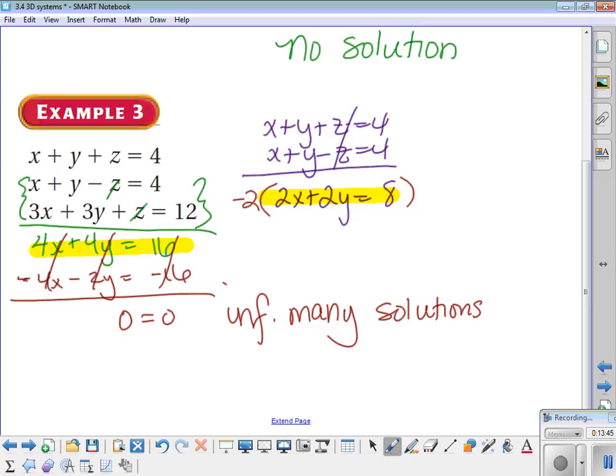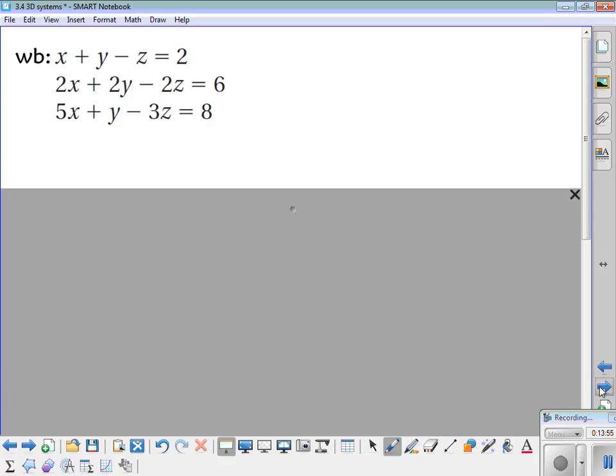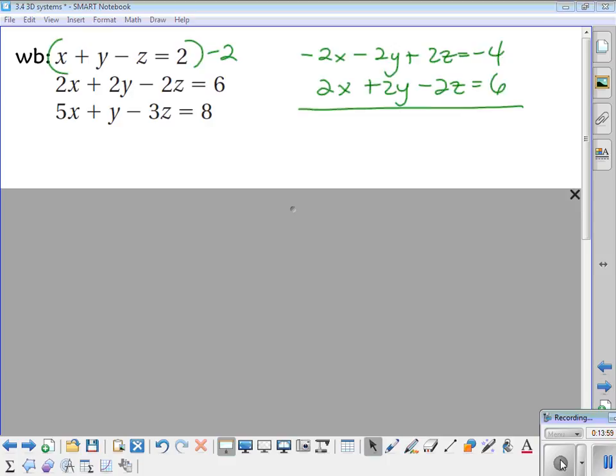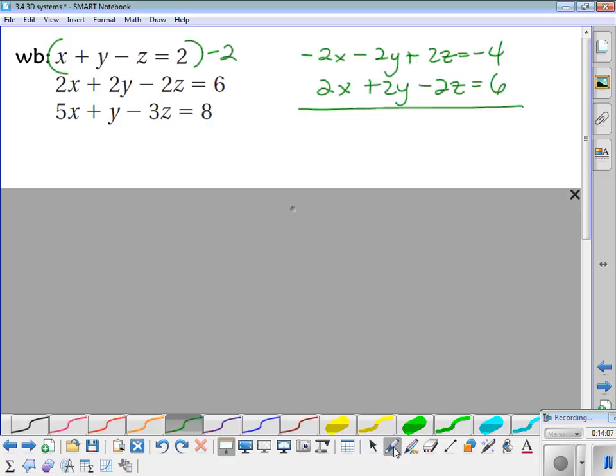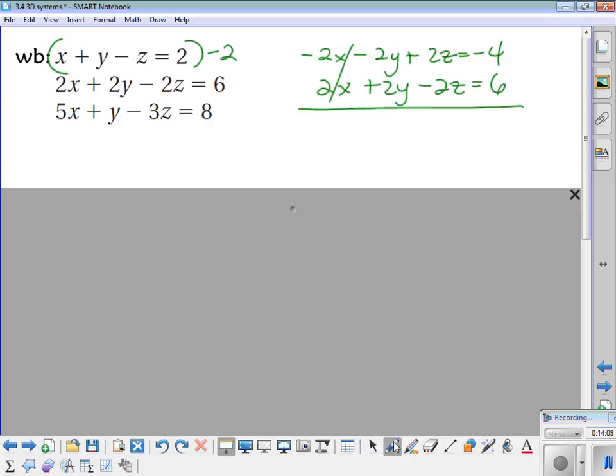Alrighty, so I have one for you guys to try. Again, you can do it in your notes if you want. Alright, so I chose to multiply the top one by negative 2, and what happens? Whoa, undo, come back here. What happens? I get 0 is equal to 2. Is that possible? No, so that's no solution.